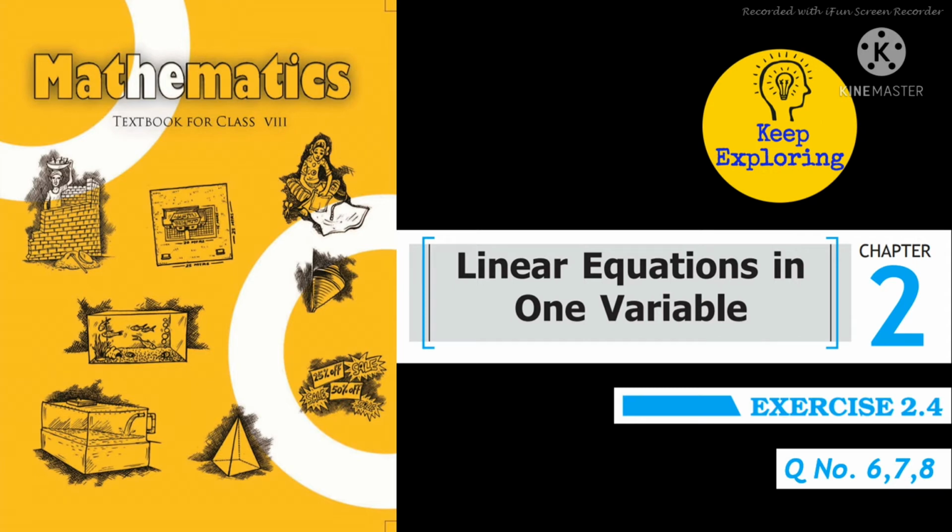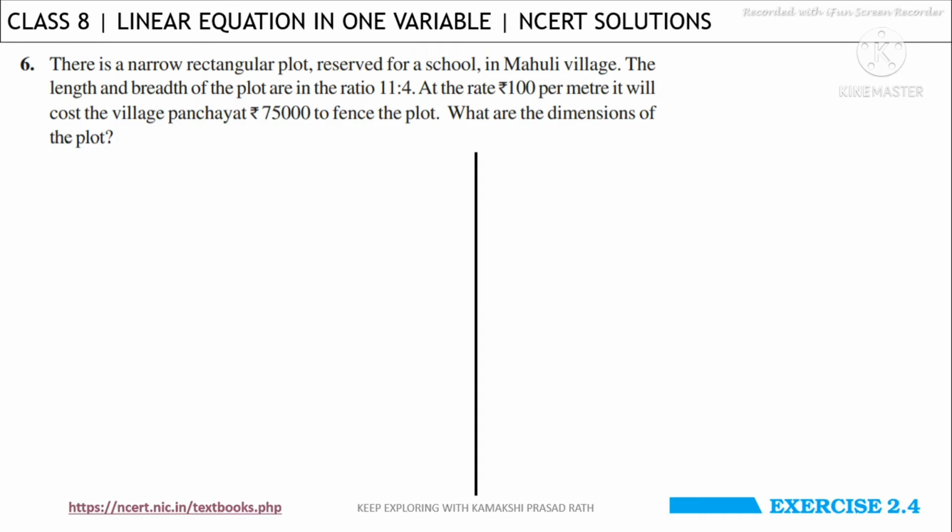Keep exploring. In today's video, we are going to discuss question number 6, 7 and 8 from exercise 2.4 of the chapter Linear Equations in One Variable for class 8. So let's start. Question number 6 says, there is a narrow rectangular plot reserved for a school in Mahuli village. The length and breadth of the plot are in the ratio 11:4. At the rate of rupees 100 per meter, it will cost the village panchayat 75,000 rupees to fence the plot. So what are the dimensions of the plot?